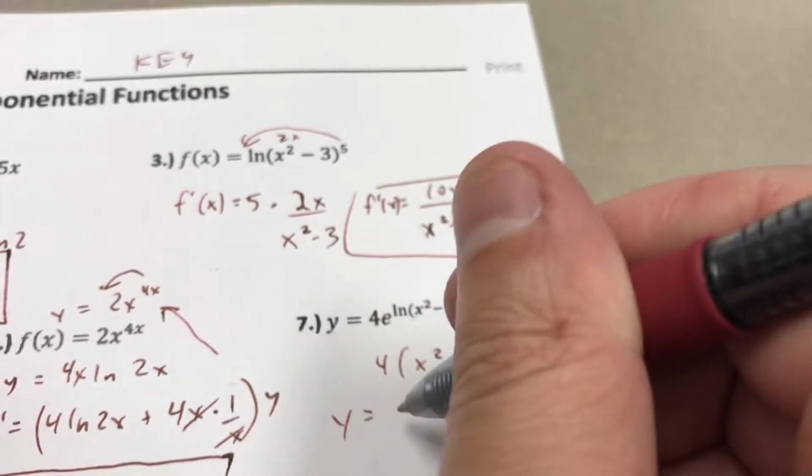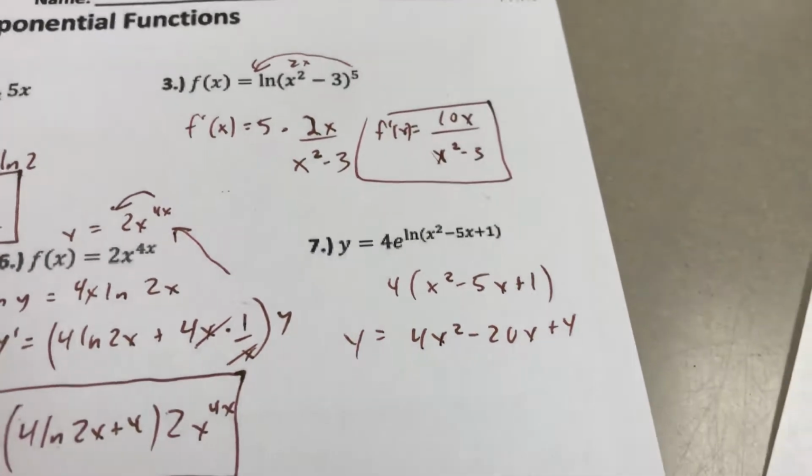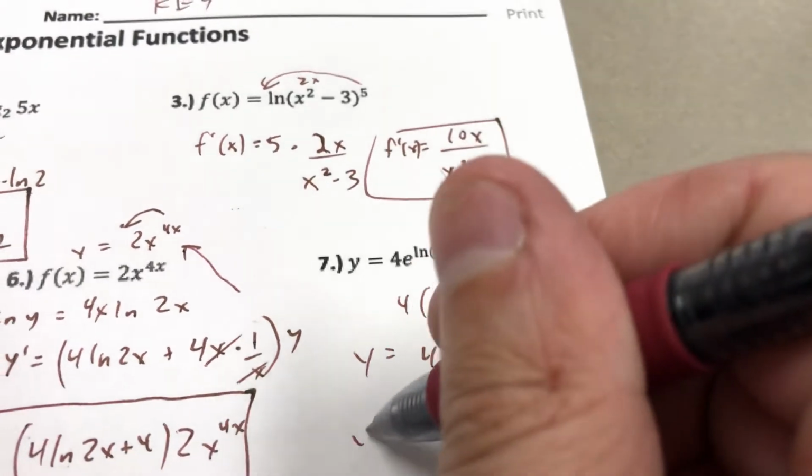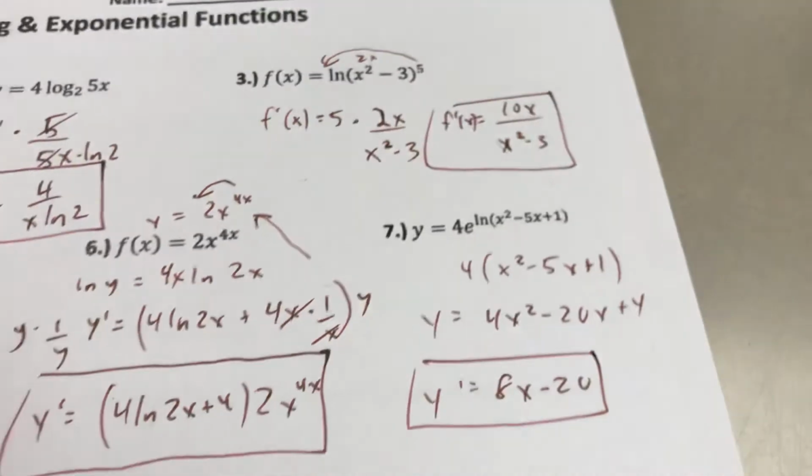And that's actually just y. So it's going to be 4x squared minus 20x plus 4. Don't forget to take the derivative. That's the calculus part. So y prime is equal to 8x minus 20.